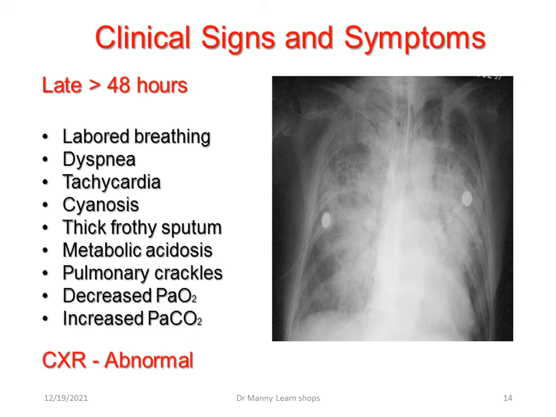Laboured breathing, dyspnea, tachycardia, cyanosis, metabolic acidosis, pulmonary crackles. They have a decreased PaO2 and an increased PCO2, indicating hypoxemia and hypercarbia. The chest x-ray looks abnormal. The patient looks sick. They're typically already intubated and ventilated.